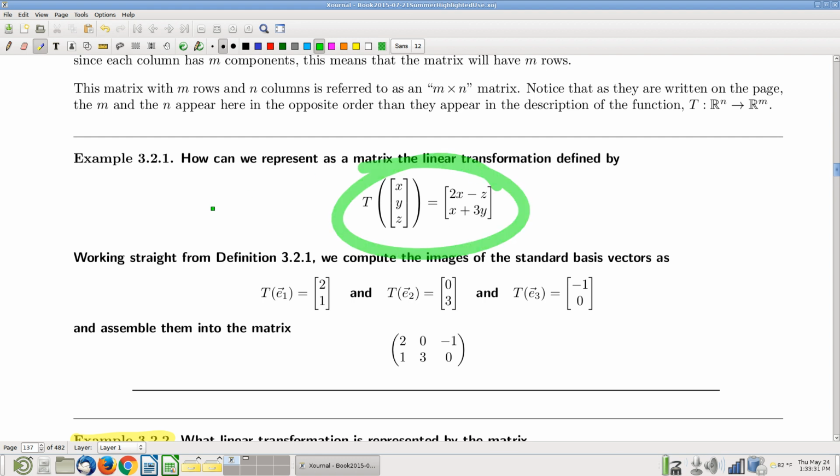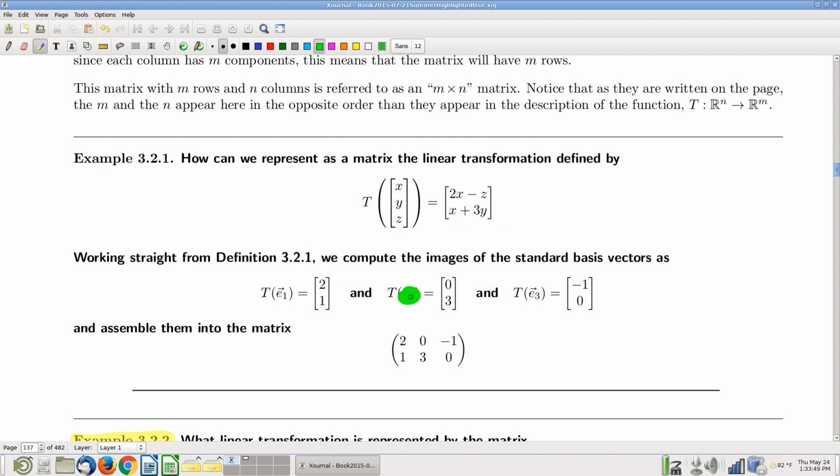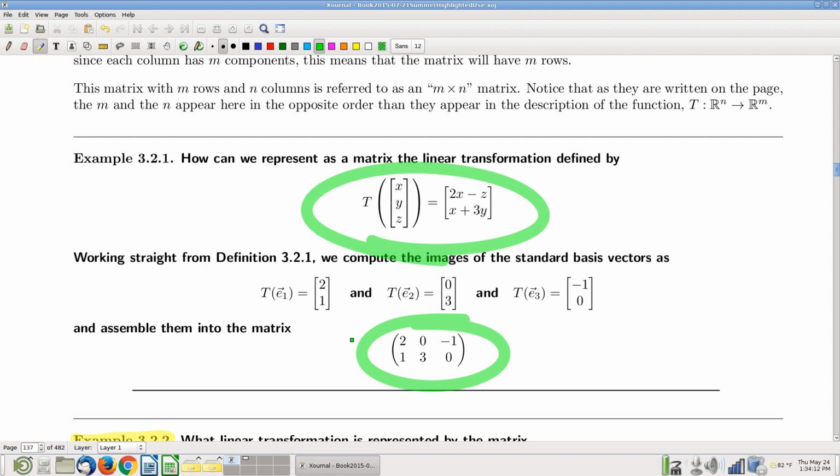There's a linear transformation. Suppose I want to represent this linear transformation in the shorthand. Well, I need to enumerate what the images of the standard basis vectors are. So I'm going to take E1, plug it in. I get 2, 1. I'm going to take E2, plug it in. I get 0, 3, etc. I take these output vectors, I make them the columns of my array, and that is the matrix. So the shorthand, the matrix shorthand for that linear transformation is that matrix.